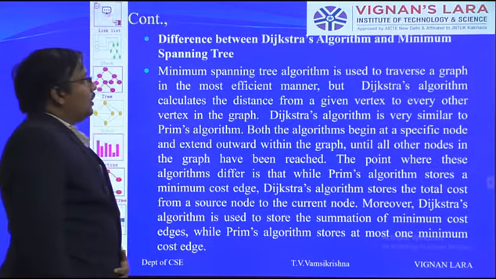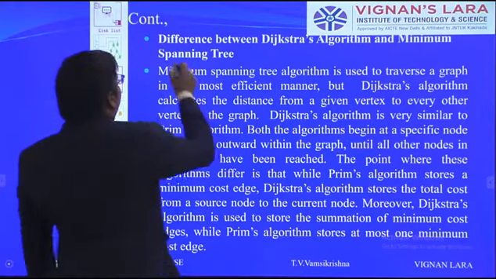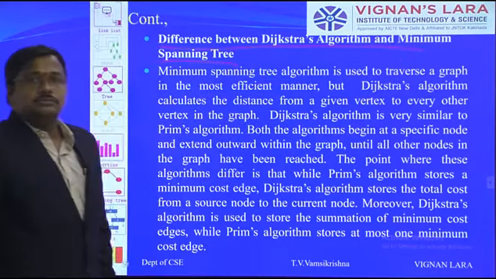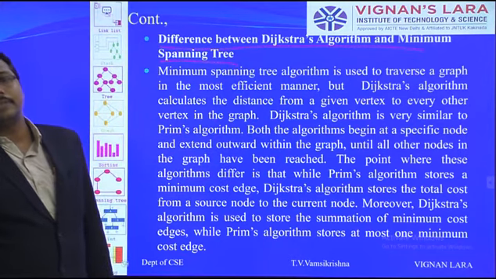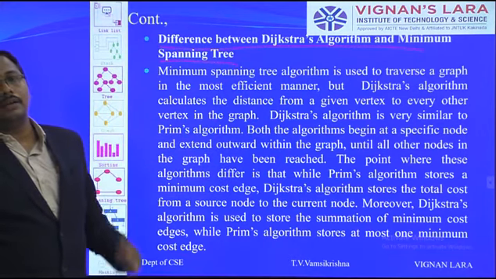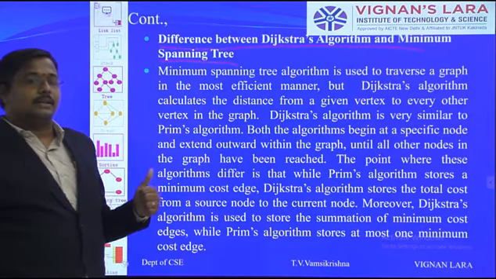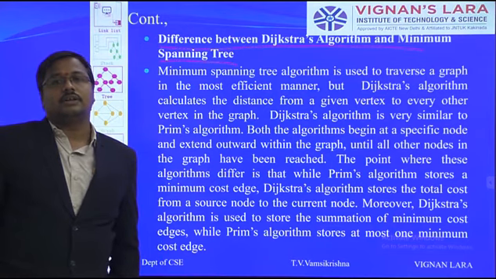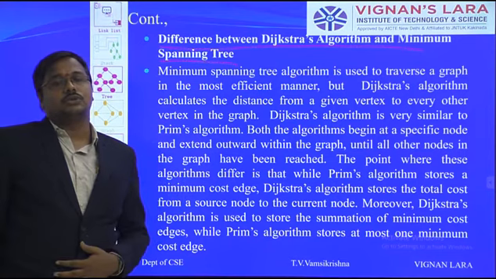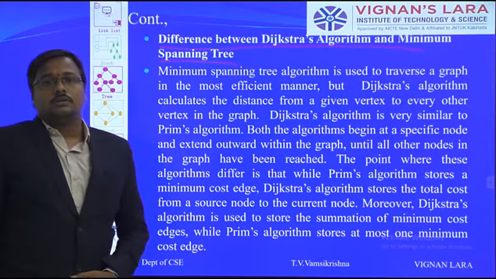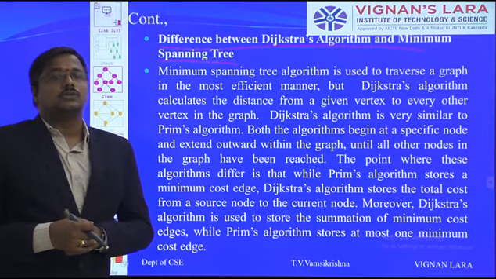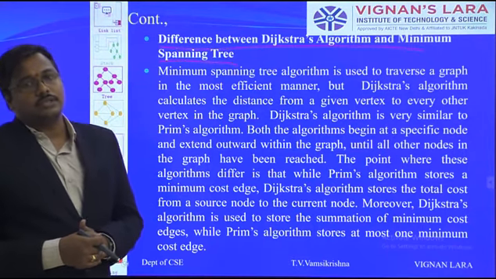So finally, what makes the difference between Dijkstra's algorithm and minimal spanning tree? We have already seen two different algorithms for minimal spanning tree: one is Prim's and another one is Kruskal's. And Dijkstra's is used for the single source shortest path algorithm. When we compare these two, I think similarities are there, so what is the dissimilarity we have to see right now?